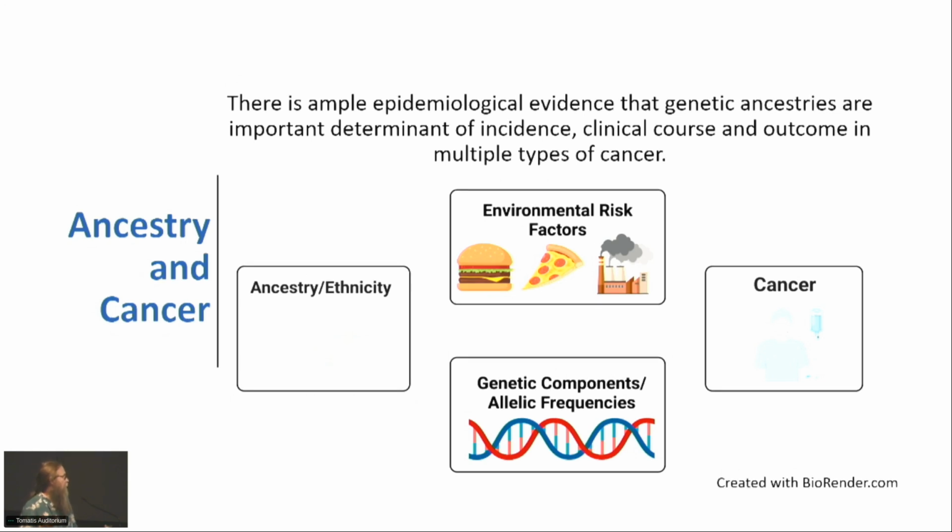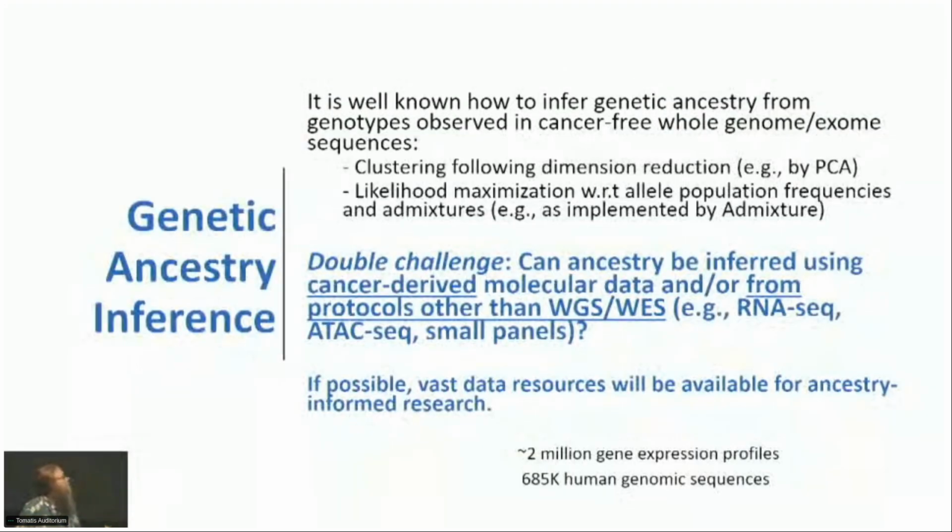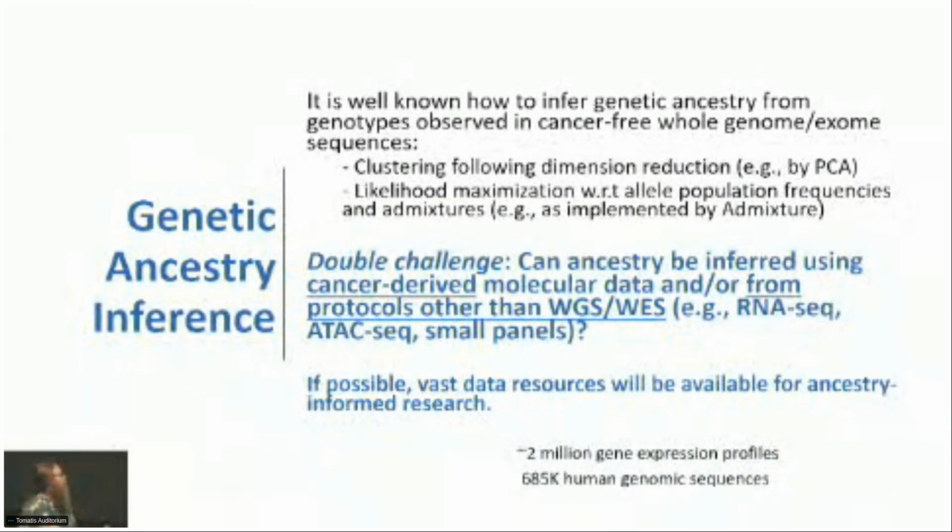But we are particularly interested in the genomic component, and in this case, it's important to have the genetic ancestry call, not just the self-reported ancestry. It's well known how to infer genetic ancestry from standard genotypes from cancer-free whole genome or whole exome data. You have methods like clustering following dimension reduction, PCA, or likelihood maximization for the allele population frequency, like implemented in ADMIXTURE.